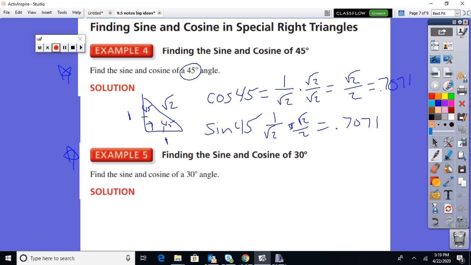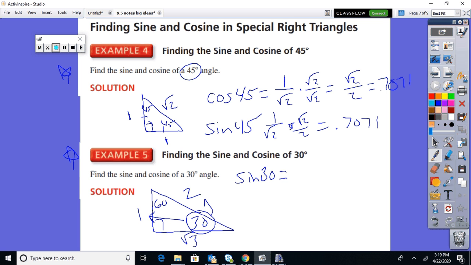So that's pretty cool. Example 5, cosine 30, sine 30. Well, let's see what our 30, 60, 90 reference triangle looks like. 30, 60, 90: 1, 2, square root of 3. So the sine of 30, where's my 30? Opposite over hypotenuse, 1 over 2. Don't need to punch that in, that's 1/2.